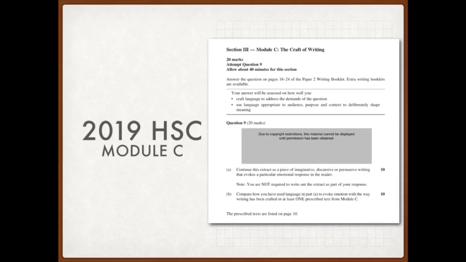Here we have an example of the 2019 HSC paper with the exam question. It was a 10 and 10 mark division that required you to write an imaginative, discursive, or persuasive piece and then to write a reflection. As you can see, the copyright restrictions mean that I cannot show you the stimulus or the extract, but you can get an idea for how things are divided up.